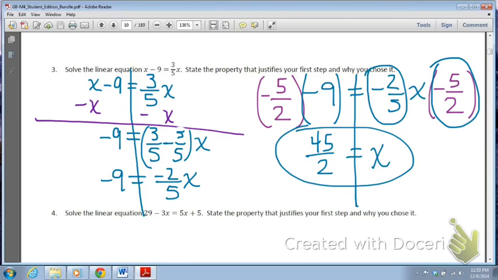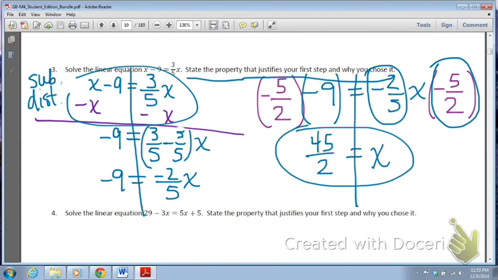We always want to check our solution, but before we go on, I want to make sure that I was clear. The property that justified our first step was the subtraction property of equality and the distributive property that put these two things together. Okay, so let's check out our solution here.